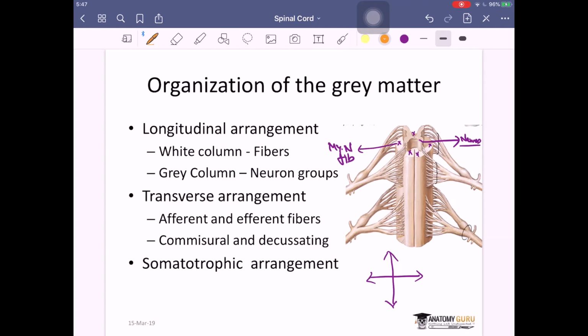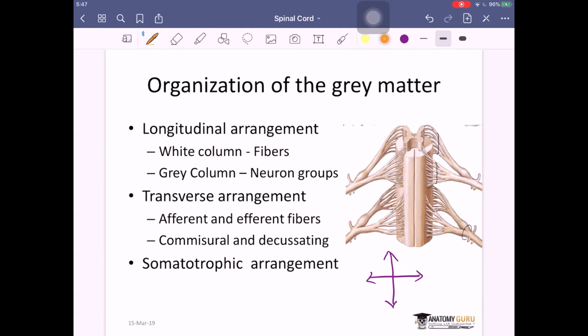This transverse arrangement, if you see, is your afferent and efferent fibers, the ones which are actually coming out. All these are your motor fibers coming out, so you can call this your efferent fiber, and these are the ones which are going in. So these are all going inside, so this is your afferent. This is what we call the transverse arrangement.